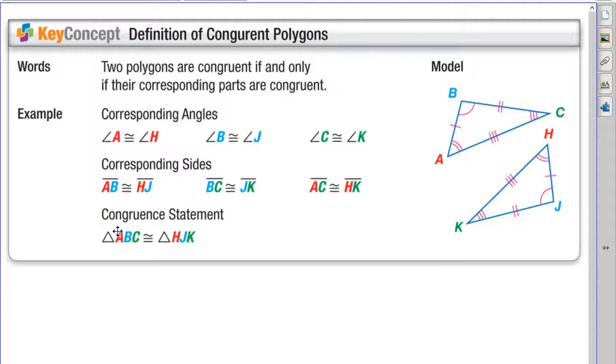And then the last part of this is what we call the congruent statement. The congruent statement tells us not only what two figures are congruent, but it also tells us what corresponds with what. Because notice, A is in the first spot, H is in the first spot. B is in the second spot, J is in the second spot, C is in the third spot, K is in the third spot. Those two triangles are congruent triangles, and A corresponds with H, B corresponds with J, C corresponds with K. So that's what that's telling us in this congruent statement.